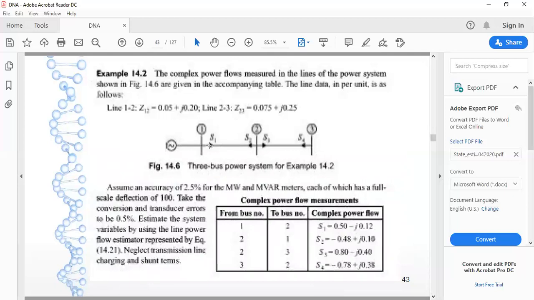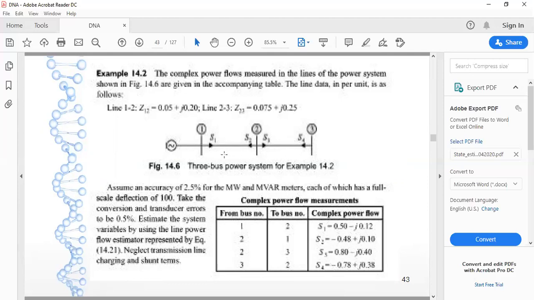Over here, we have bus number 1, bus number 2, and bus number 3. The impedance between bus number 1 and bus number 2 is 0.05 plus j0.2. From 2 to 3, it is 0.075 plus j0.25. And the impedance of this line and this line is given.